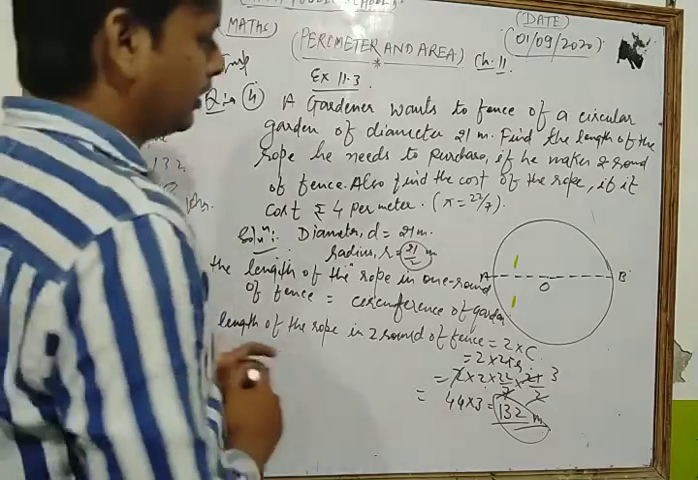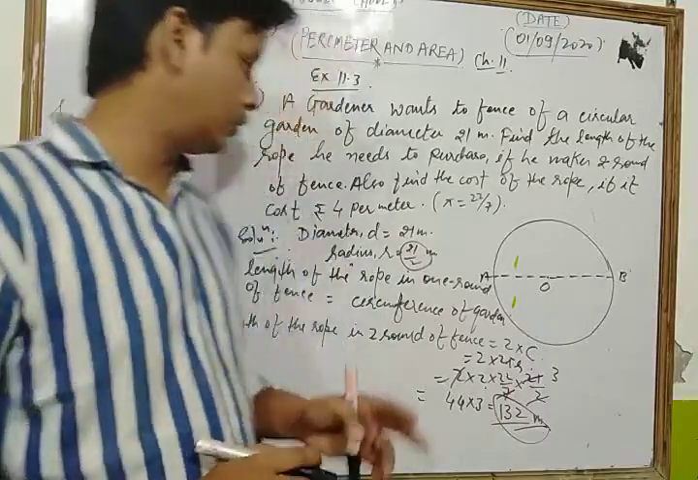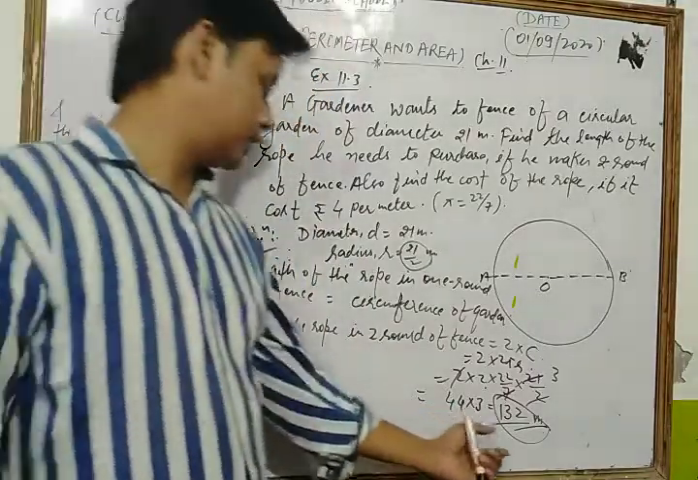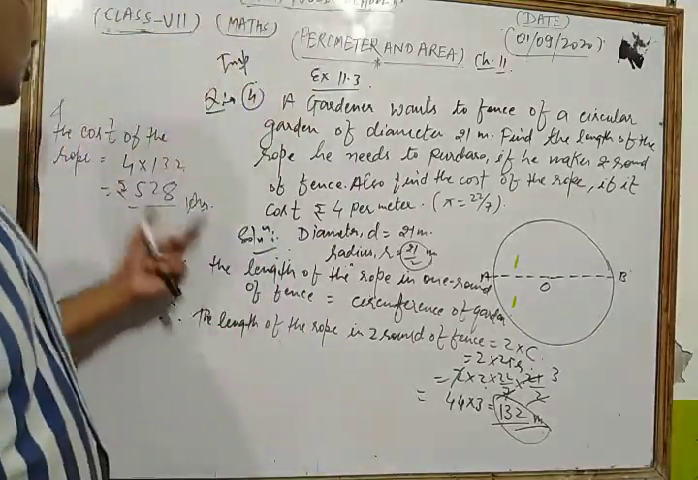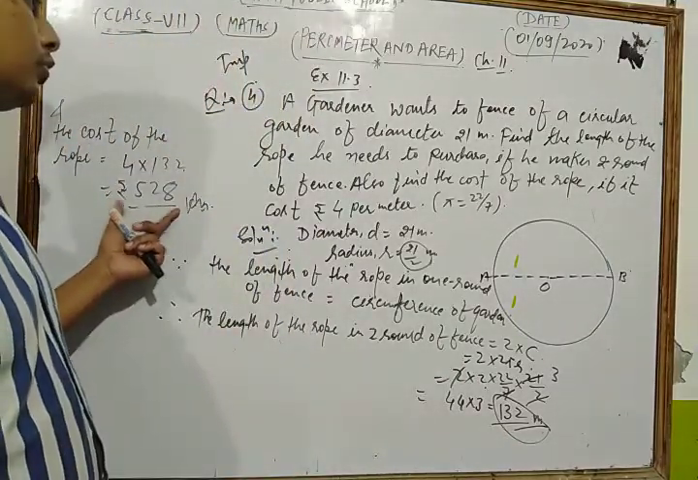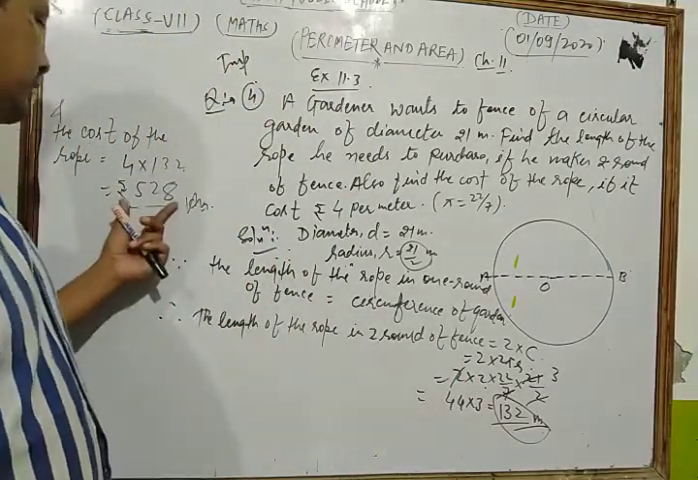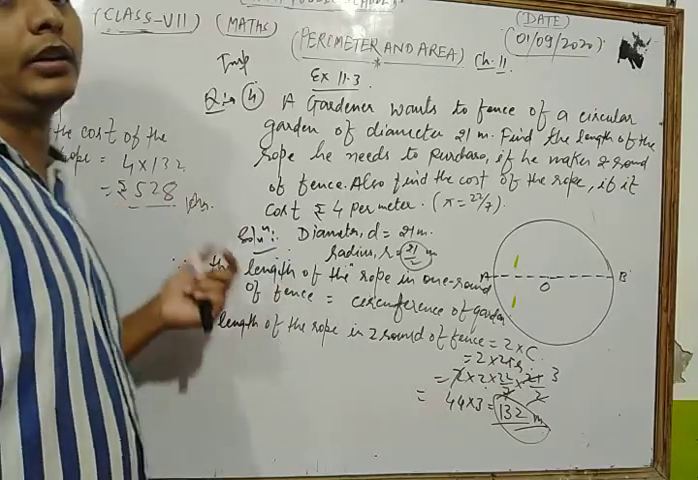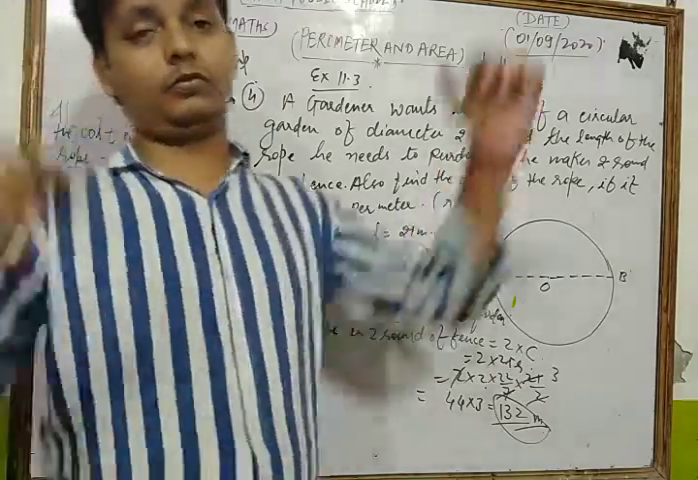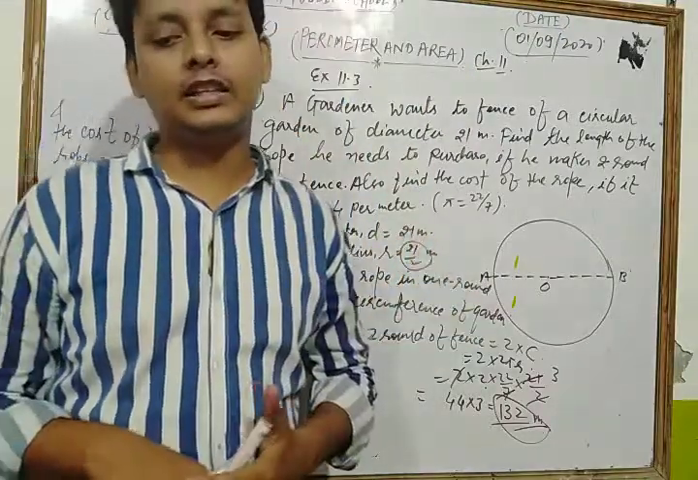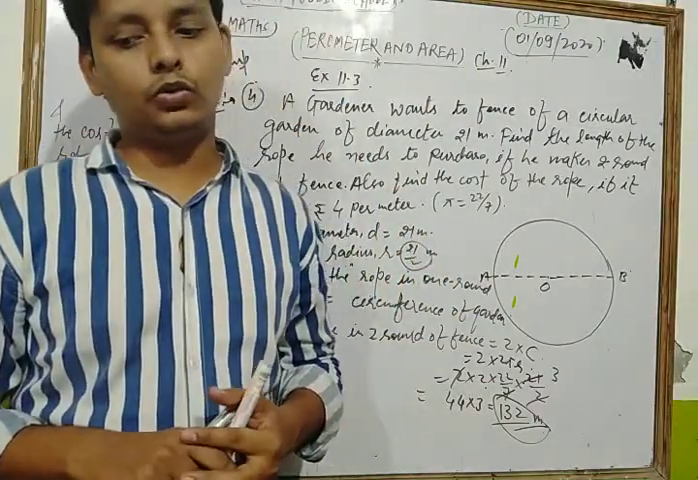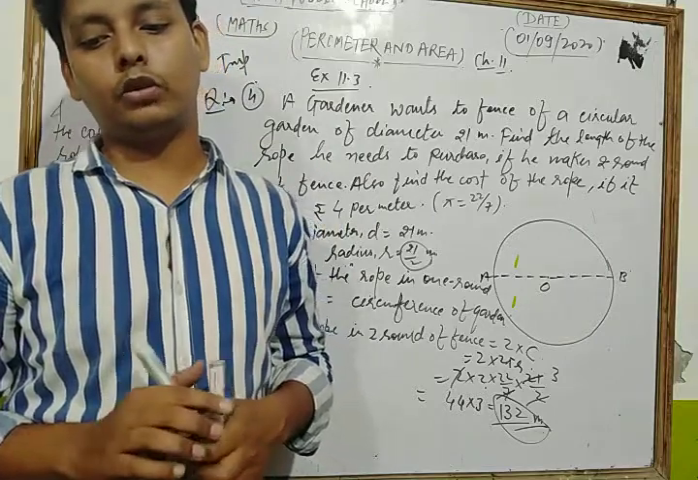So in this way, dear student, this is the solution of the given question. This is the total length of the rope in 2 rounds of fence, which is 132 meter, and the cost of the rope in total for 2 rounds of fence is rupees 528. So dear students, in this way you can solve that type of question of your NCERT exercise. Now clear, dear student? Now we take some of the important questions of that exercise.